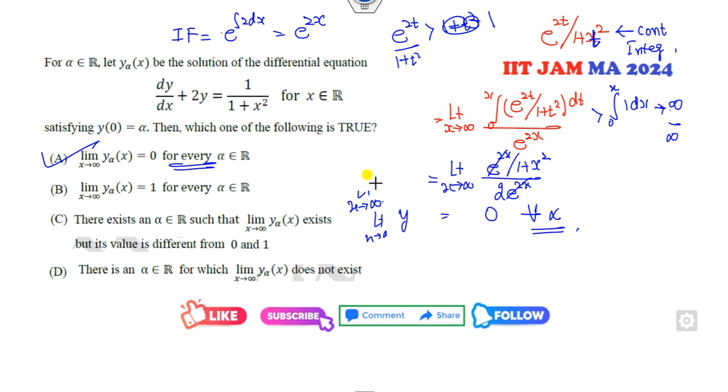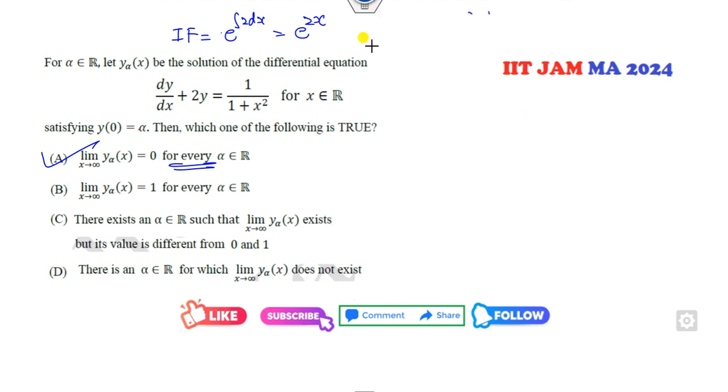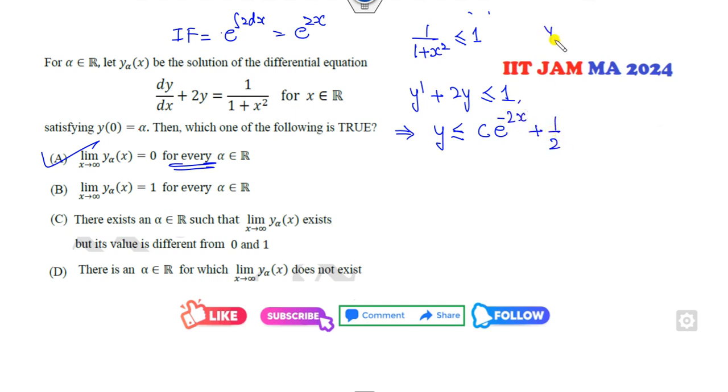Fine. There is one more way you can think about that. How can you think about that? We all know 1 plus x square is always greater than or equal to 1. So my differential equation will be less than or equal to 1. So I can see the solution of this will be c e raised to power minus 2x, and corresponding to the 1 will be my particular solution, that is yc plus yp.